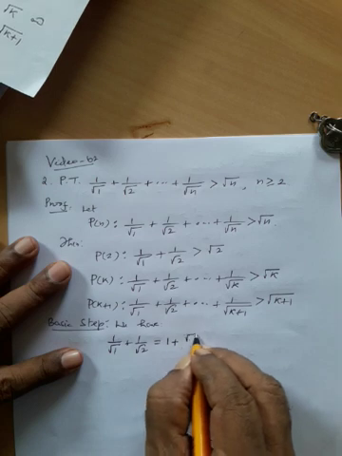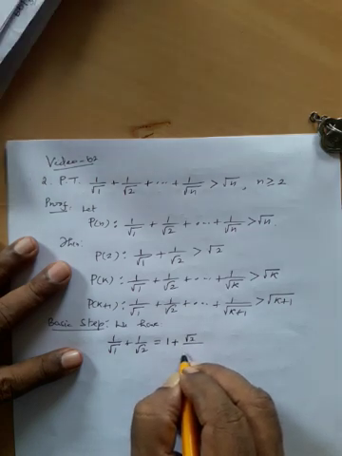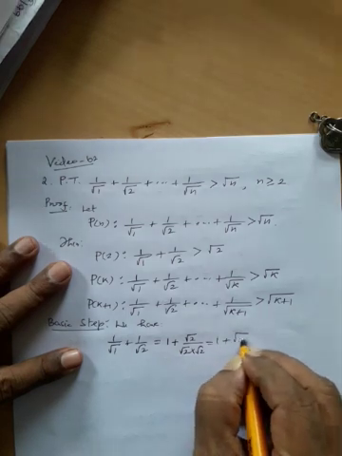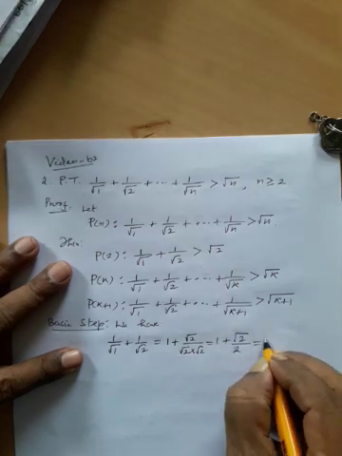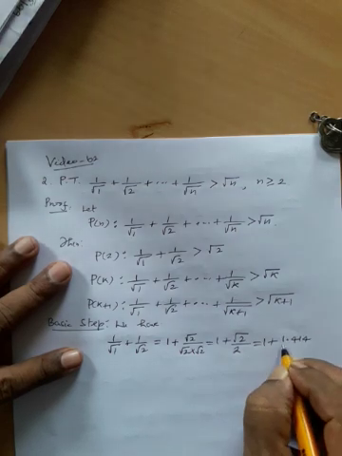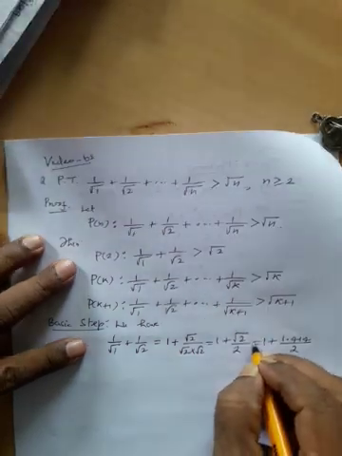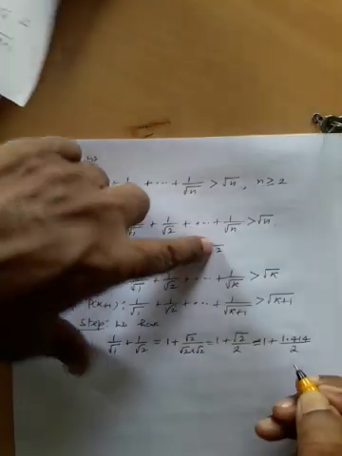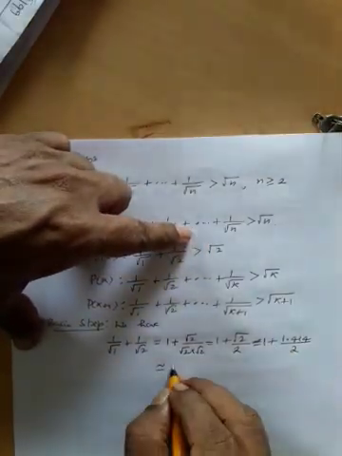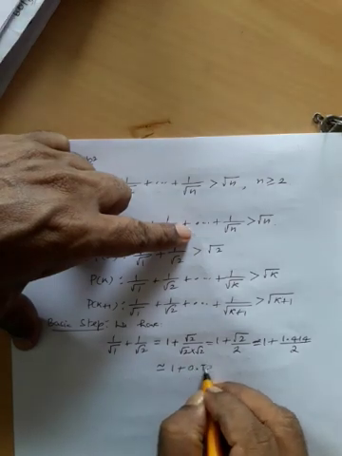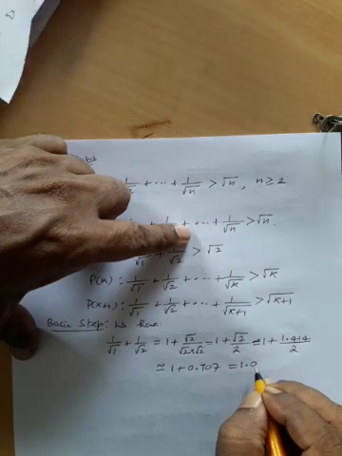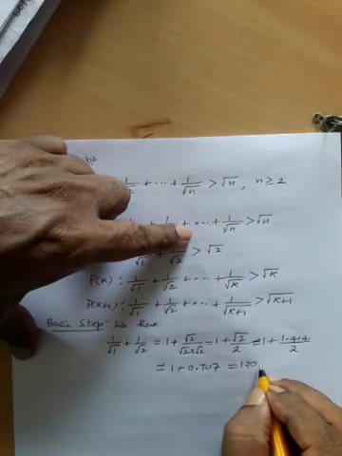1/√2, multiplying both numerator and denominator by √2, is √2/2. So we have 1 + √2/2, which is approximately 1 + 1.414/2, approximately 1 + 0.707, which is 1.707.